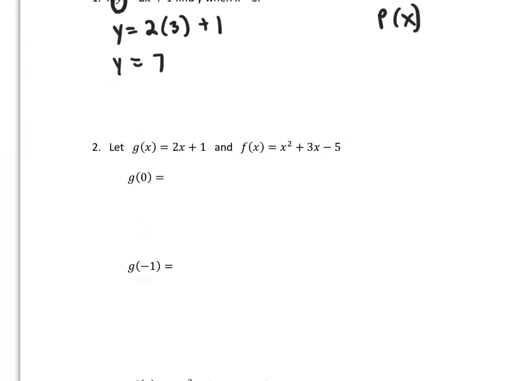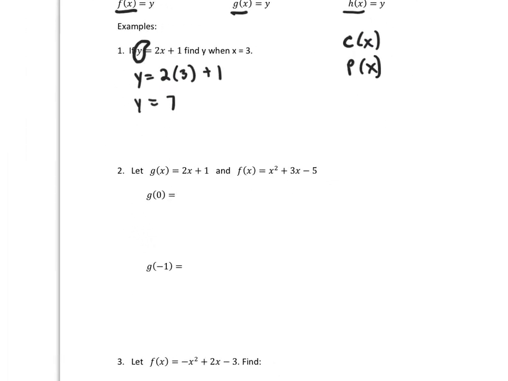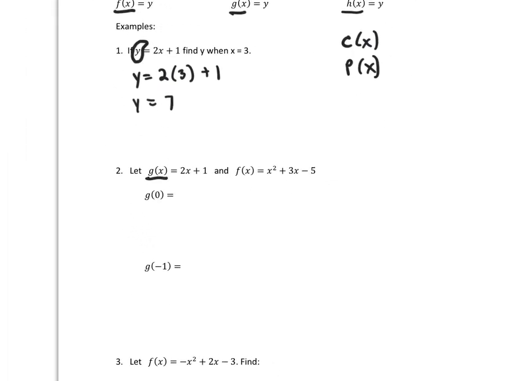All right, so let's look at number 2. Let g of x, that's another name for y, equal 2x plus 1, and then I've got one called f of x, and it's x squared plus 3x minus 5. So find g of 0. That says find y when x equals 0. The value in the parentheses will be your independent variable. Here it is. In this example, it's x.